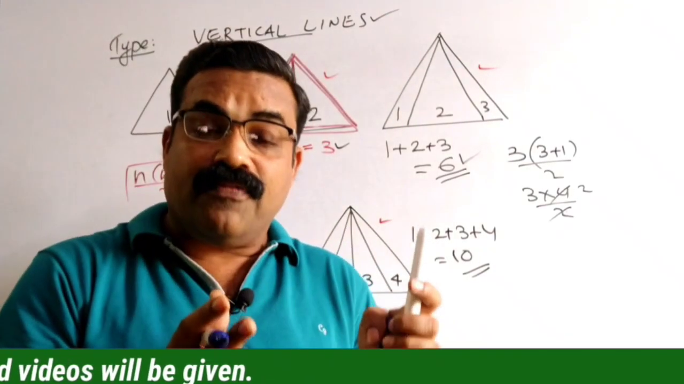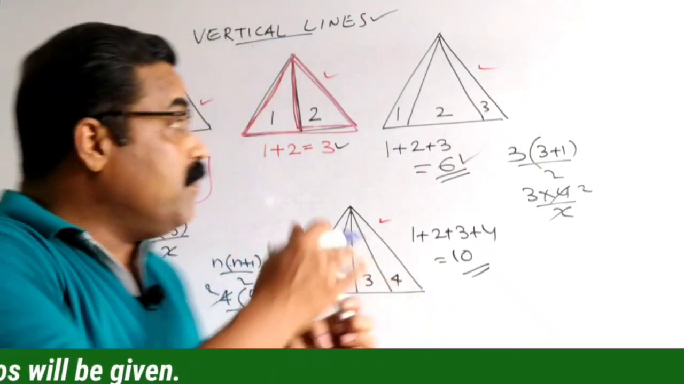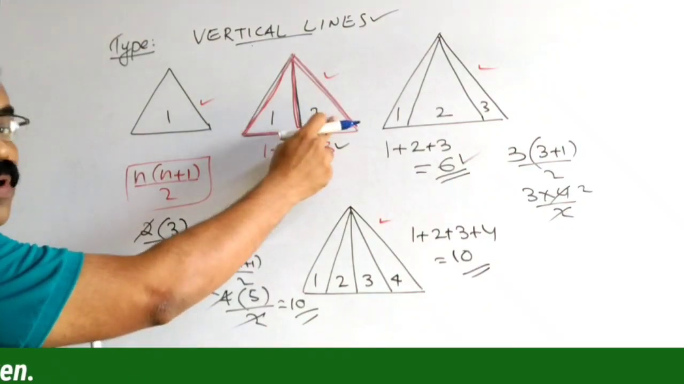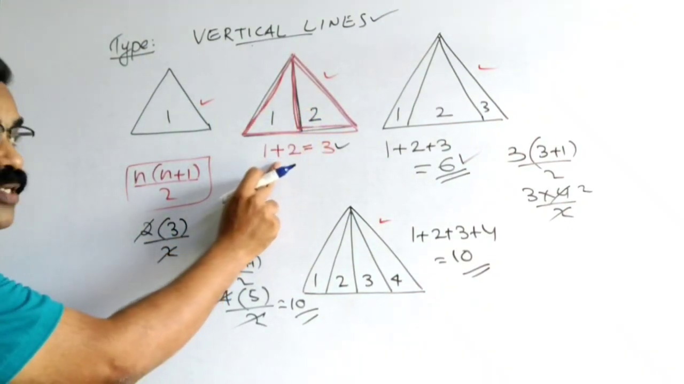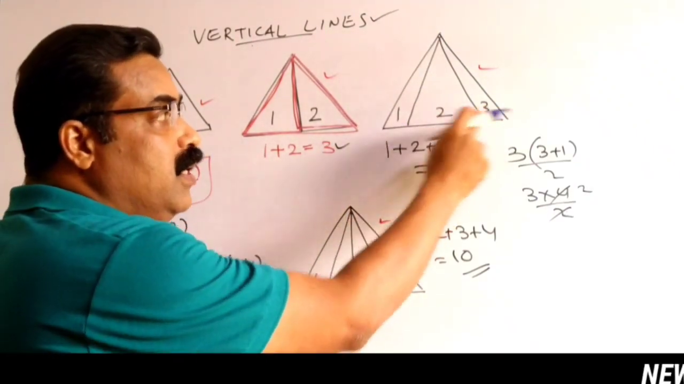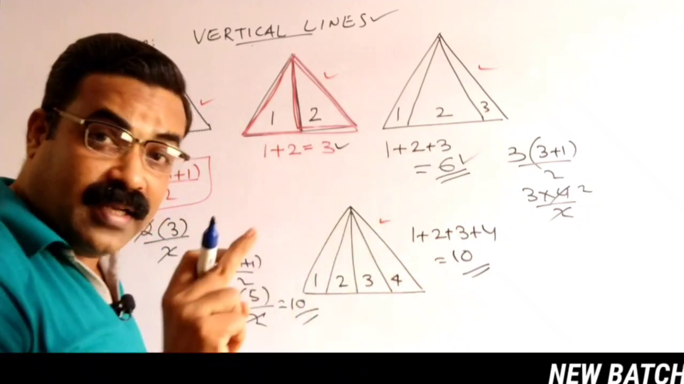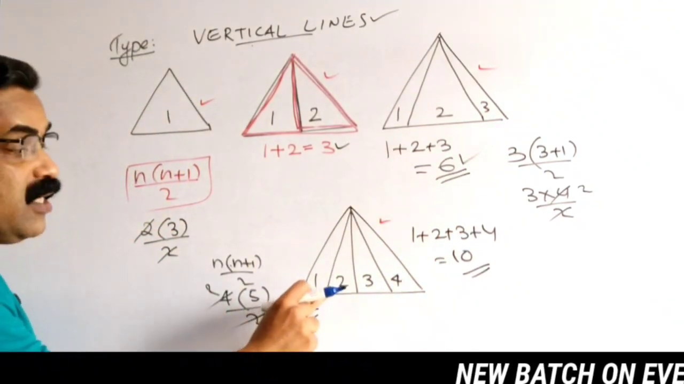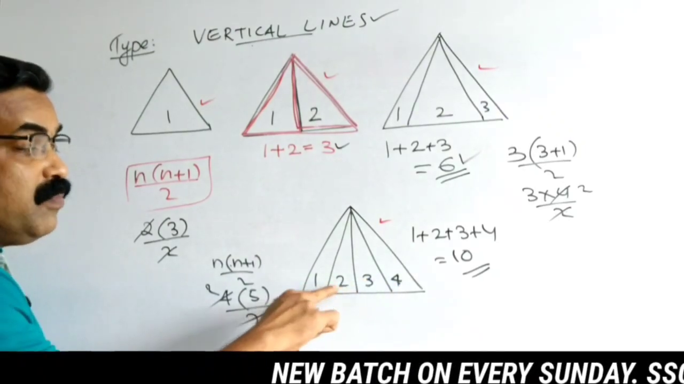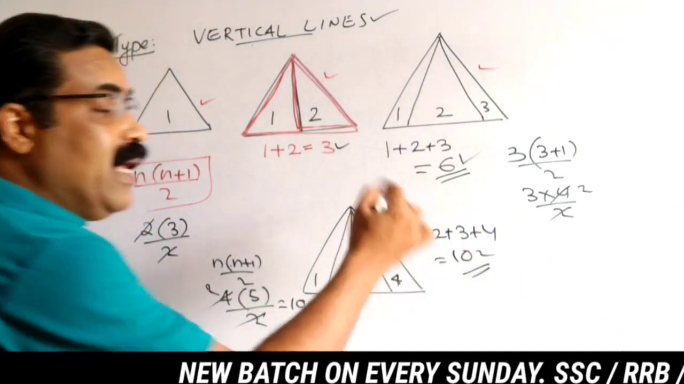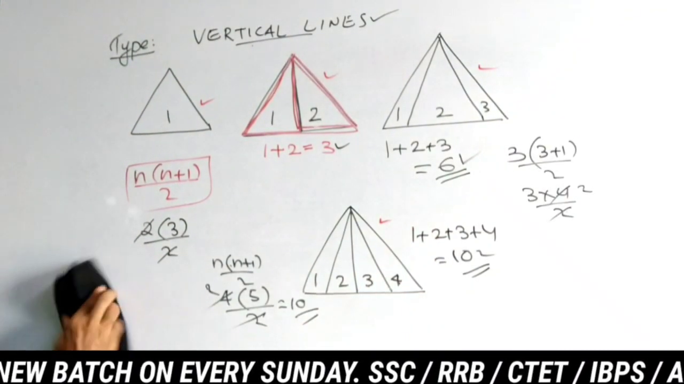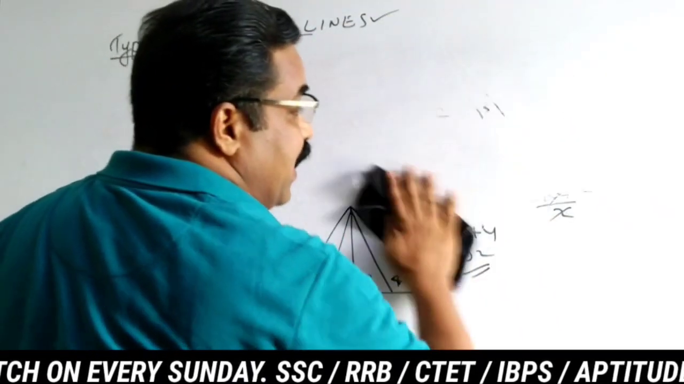So, number of vertical lines 1 means it is in 2 parts. So 1 plus 2, 3 is the answer. Number of lines 2, so it will be in 3 parts, 1, 2 and 3. So 1 plus 2 plus 3, 6 is the answer. Similarly, if the number of lines is 3, this will be in 4 parts, so you can write 1 plus 2 plus 3 plus 4 is equal to 10. And likewise, you can mark any number of lines. Okay, let us go with one more example with the vertical lines, that is type 1.